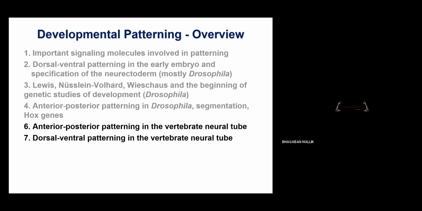Today, I'll be talking about, I hope in the last part, I briefly talked about the patterning in the invertebrates, the Drosophila. Today, I'll be talking about the vertebrate. Mostly, today's lecture is about vertebrate patterning, anterior-posterior patterning, and dorso-ventral patterning. So we'll cover this one first, then I will move to dorso-ventral patterning in the second session.